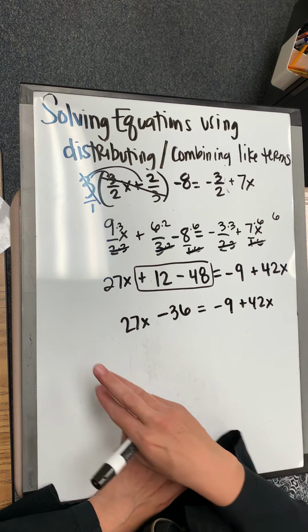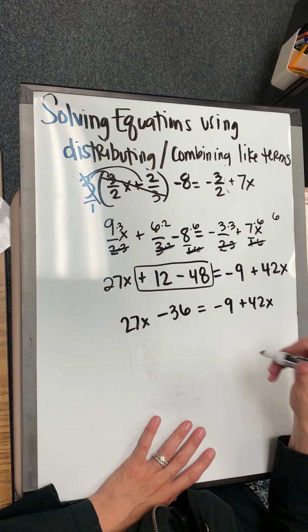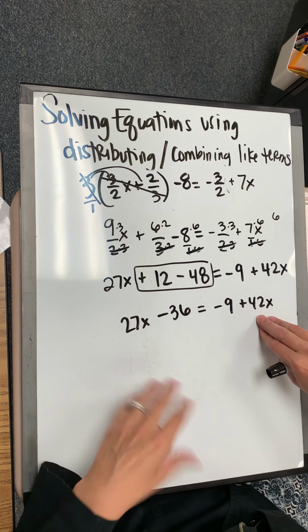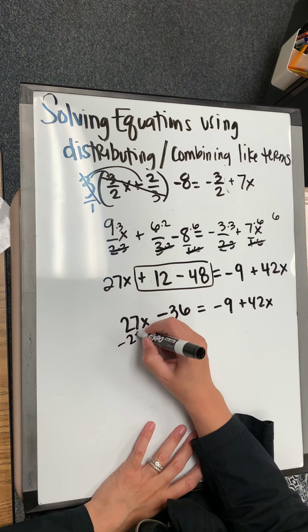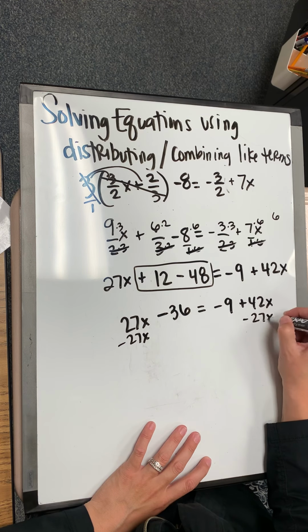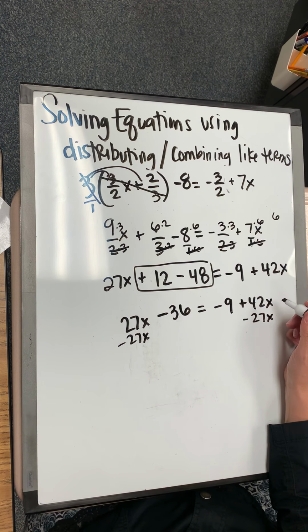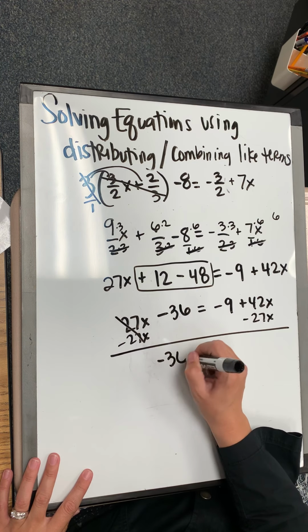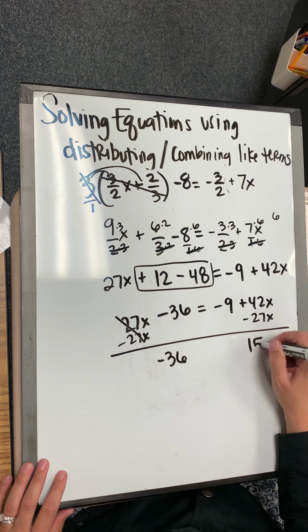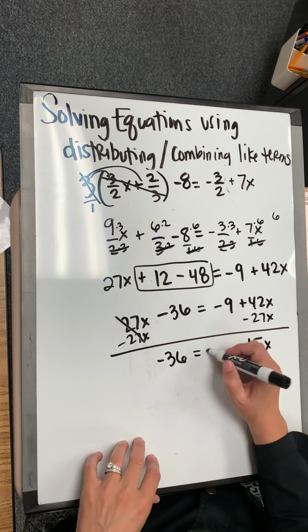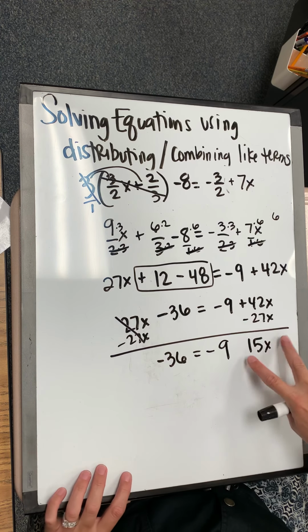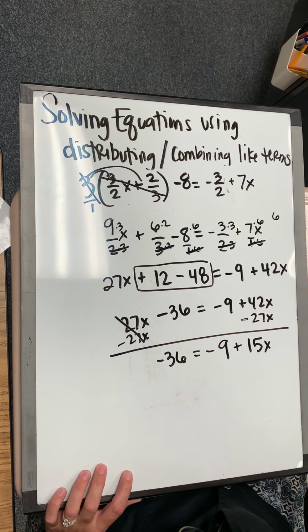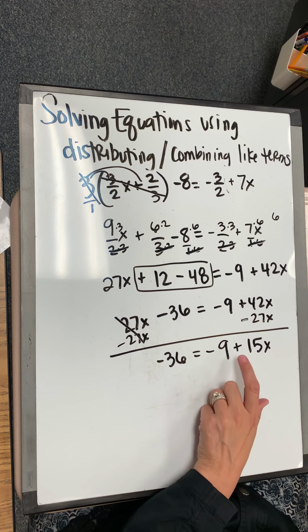And now we can move things across our equal sign. I recommend that you move your variable first. If you move your variable first, you can start moving things away from that. It looks like a two-step equation here in a minute. So let's minus 27x. 42 minus 27 is going to be 15x, and then I drop everything else down that I haven't used. Now this 15, the sign in front of it, I have more positives than I do negatives. I know my answer is going to be positive, so that's how I determine that sign.